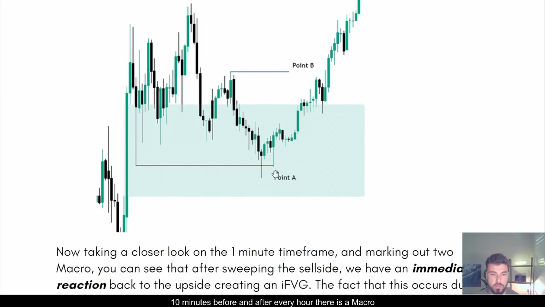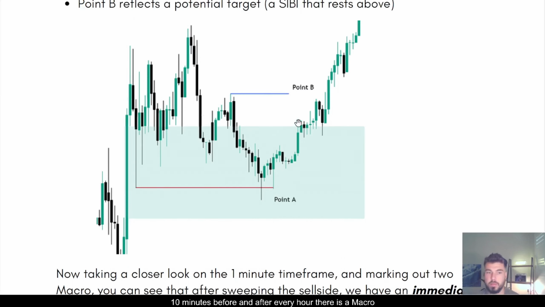So again, we sweep sell side here. Point B, that's important to me because this is buy side liquidity resting just below a sell side imbalance. Write that down. I like to either target liquidity that is low resistance or target liquidity that rests above or below a 15-minute fair value gap.